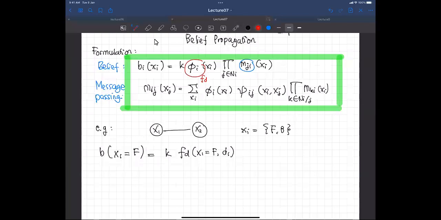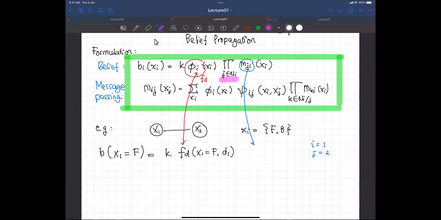That one refers to this. So now we have M2 here, right? So we have M_JI. So in our case here, I refers to 1 and J refers to 2. So J is a neighbor of I. So here we say that J is the neighbor of I.